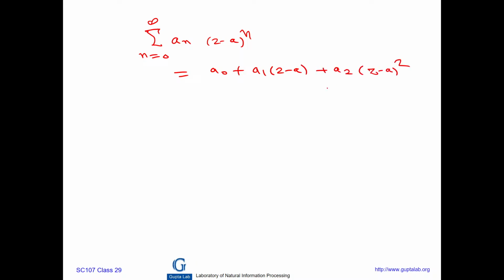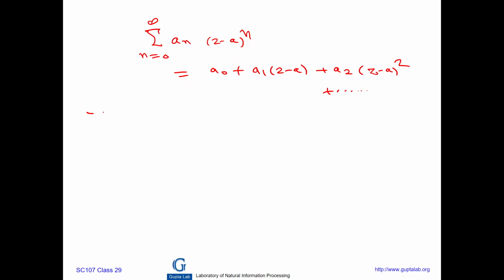Power series of f of z. So a series of the form summation n equal to 0 to infinity a_n times (z minus a) raised to power n, which is something like a0 plus a1 (z minus a) plus a2 (z minus a) whole square and so on. This is a power series. We say that the series is convergent actually.